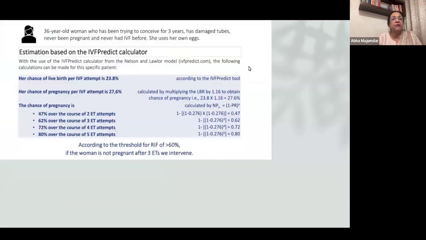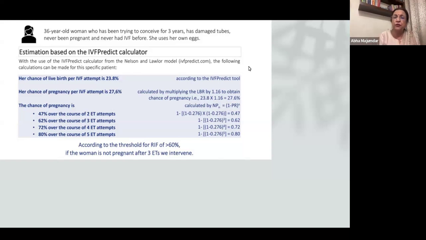There have been IVF Predict calculators also, and this is a relatively newer concept, though it has been used for some years. Now, on this IVF Predict calculator, you see that the woman is 36 years, so not younger than 35, not older than 37. She's been trying to conceive for 3 years and she's gone in for tubal factor. There's no other factor, her own eggs have been used, and she's never had IVF before. Now, the laboratory's chance of live birth per IVF attempt is 23.8, and her chance of pregnancy per IVF attempt is 27.6.